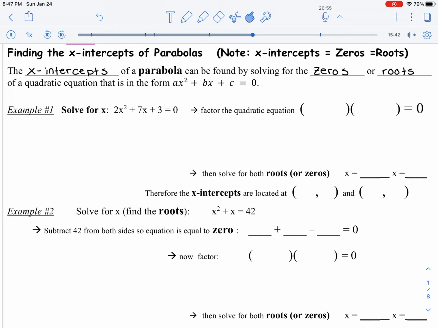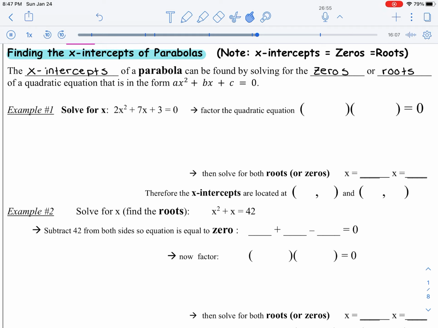Hi, Math 2. I'm once again on page 1 of your toolkit, and I'm going to talk about finding the x-intercepts of parabolas. We're going to spend quite some time on this topic because there are many different ways of doing this. This is the first method that we're going to utilize, though.